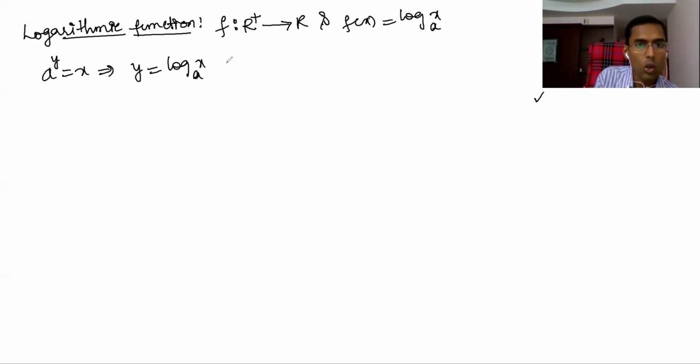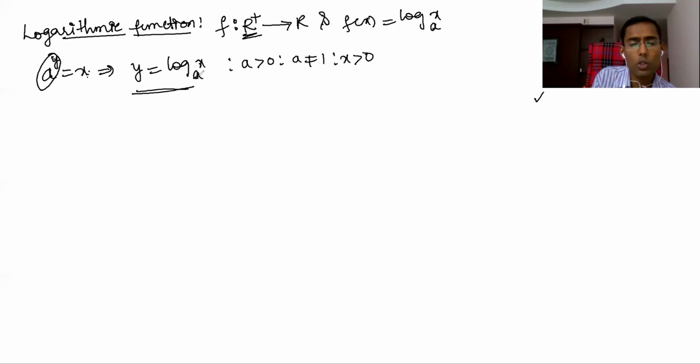But already we know what a is. We know a is greater than 0 and a is not equal to 1. And what is x? x is a power y, and a power y is always positive. Therefore, x is always positive. That's what I wrote here: f of x is log x to the base a. So x is always positive, because a logarithm cannot be defined for negative values. By the definition of logarithm itself, x is always positive.